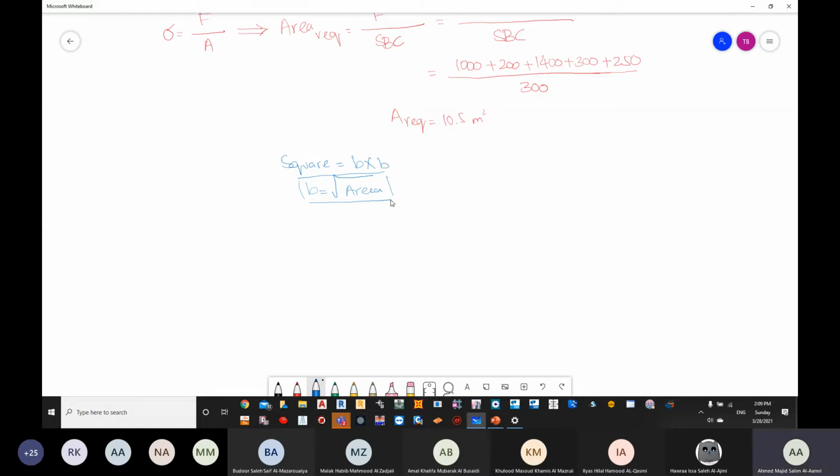Now when it comes to rectangular, area is equal to length into width. Now to solve these two unknowns, I require 2 equations. One equation is already available, which is area equals L into B. Another equation is required in order for me to get the 2 dimensions. Otherwise, I'll not be able to get L and B.